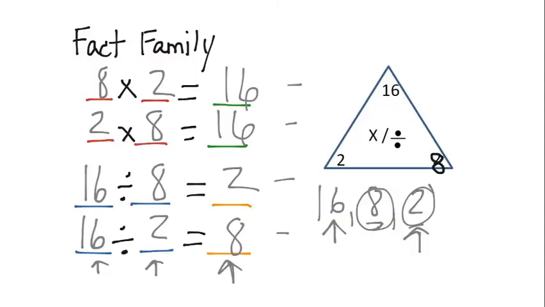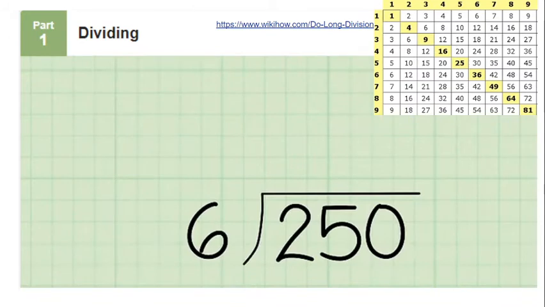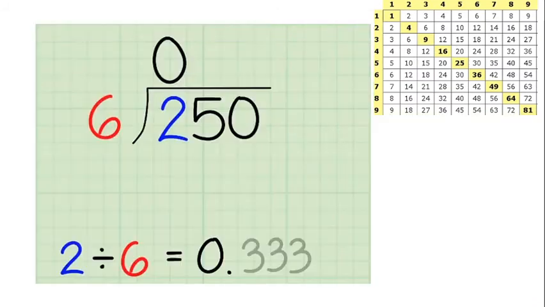If we divide 16 by 8, we get 2. And if we divide 16 by 2, we get 8. You'll see that those are all reciprocal. Multiplication relates to division. So in this example, we have 250 divided by 6. We're going to see how many times 6 goes into the first number. That first number is our 2.